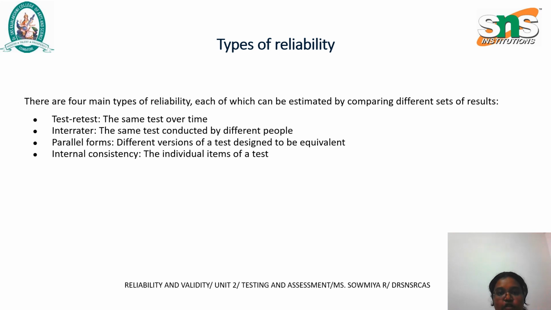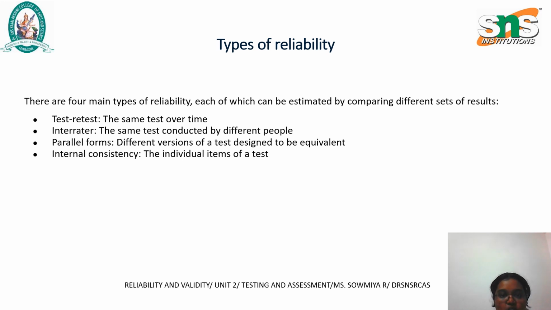Here are the types of reliabilities with examples. The first one is test-retest reliability, the degree to which a test gives consistent scores when administered on two separate occasions. For example, a researcher administers a personality test to a group of students and then re-administers the same test to the same students 6 months later.